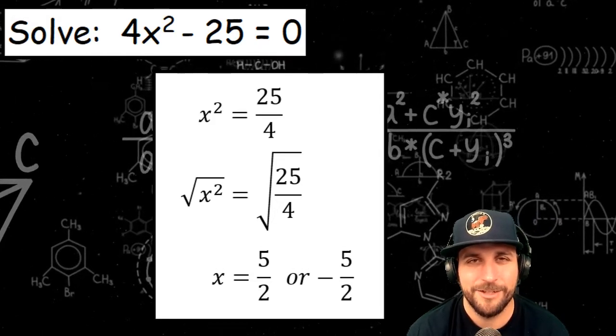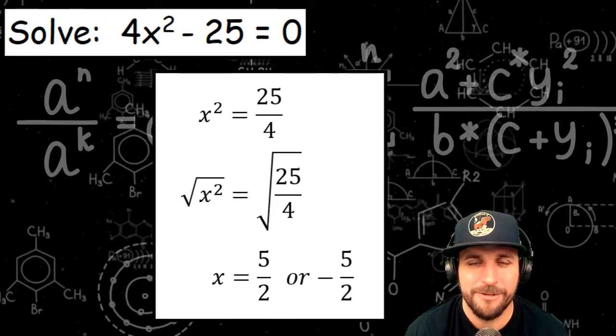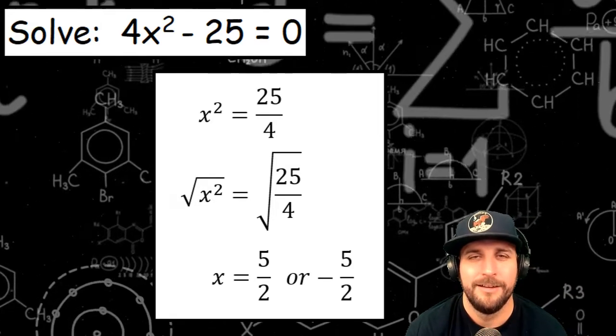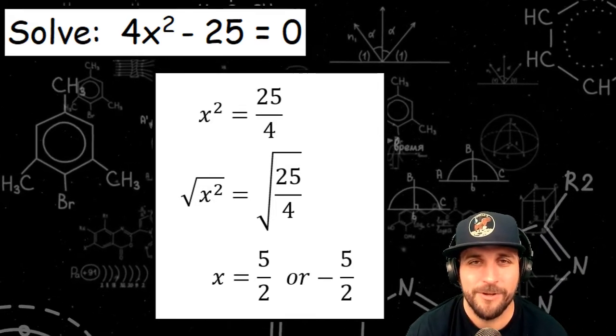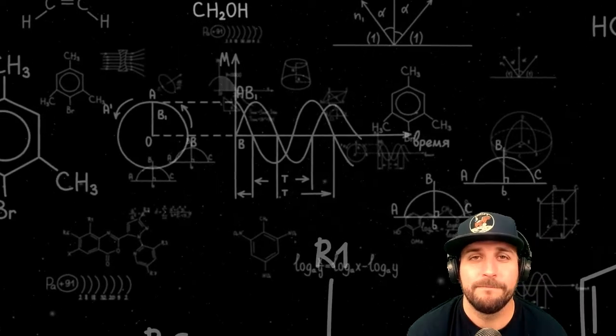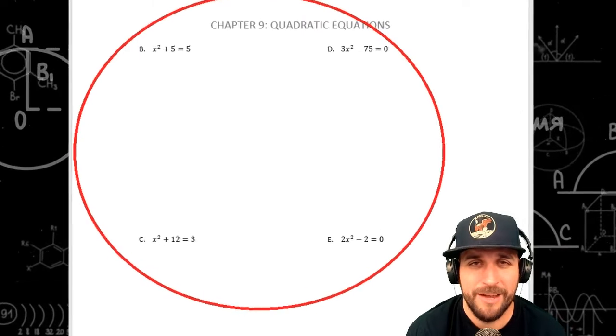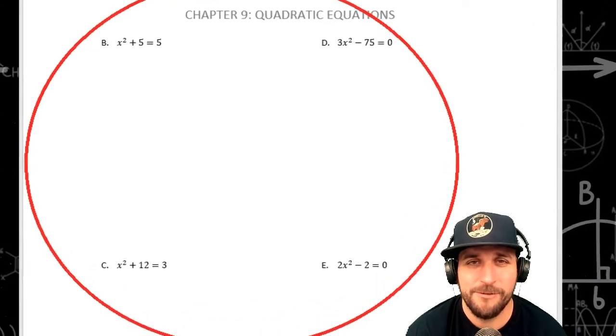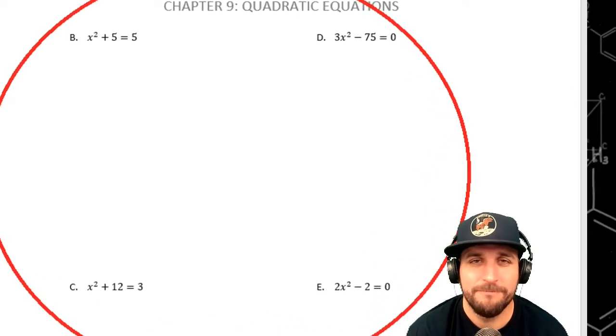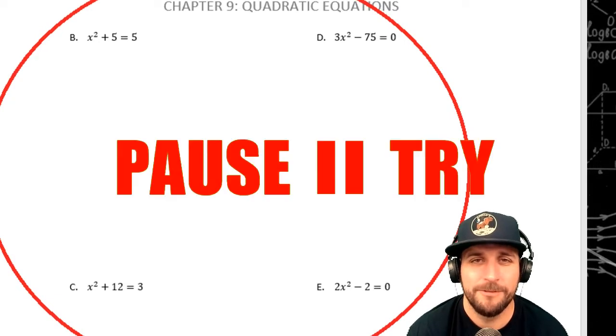Don't forget, we still get two solutions, our positive root and our negative root. So that would be a good answer for this example. On the back of our notes, we have 4 practice problems where we have to isolate x squared first before we solve. So take a moment and try and solve those problems, and then we'll go over the answers.